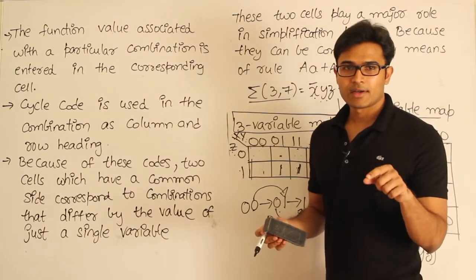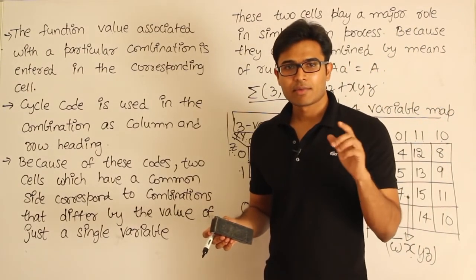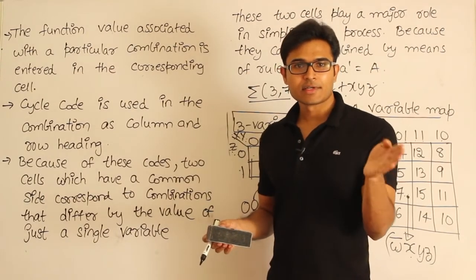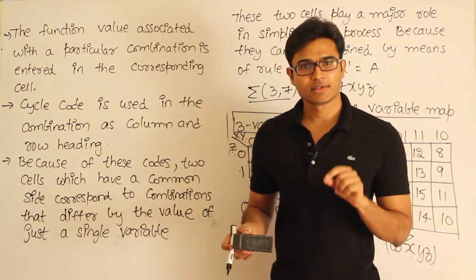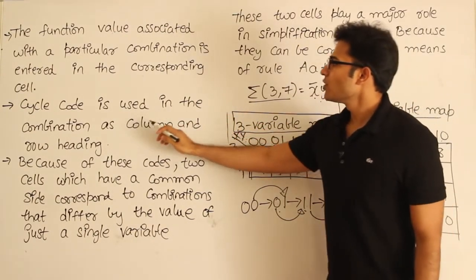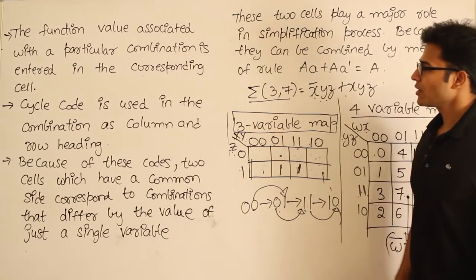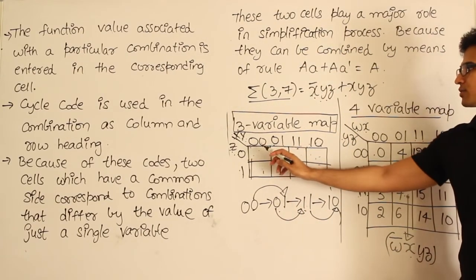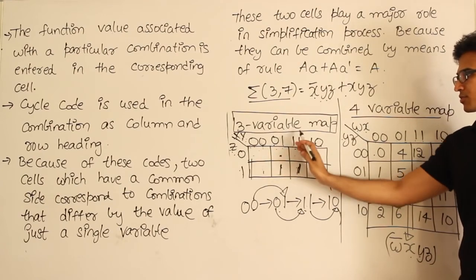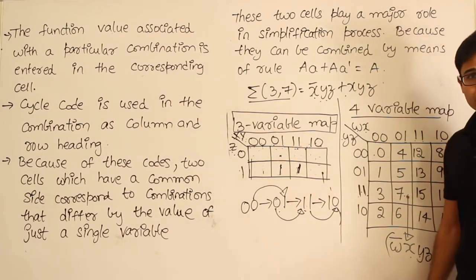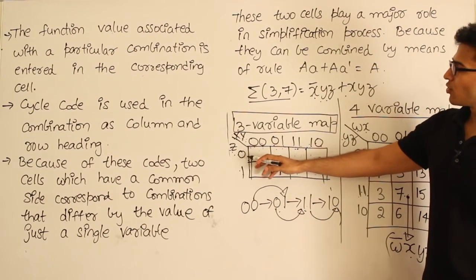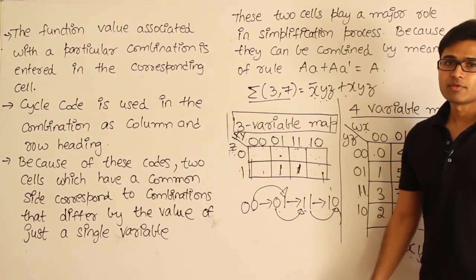Again, at the end I will talk about cycle codes in detail, but for now understand that if I have a cycle code, between any two adjacent numbers there is only one bit change. Just keep that in mind, right? So what they are saying is, cycle code is used in the combination as row and column heading. So look at this row heading, 0 0 0 1 1 0 1 1. If you look at any successive numbers, only one bit changes. That has a practical significance here. I'll talk about it. And even look at the row 0 1, which is nothing but only one bit changing.